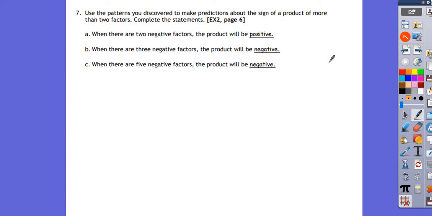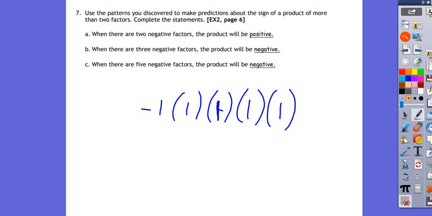For every 2 negatives, there will be 1 positive. I could do a -1 times -1 times -1 times -1, a whole lot of numbers, and I know that's going to be a negative answer. How did I know that? Chance, what do you got?